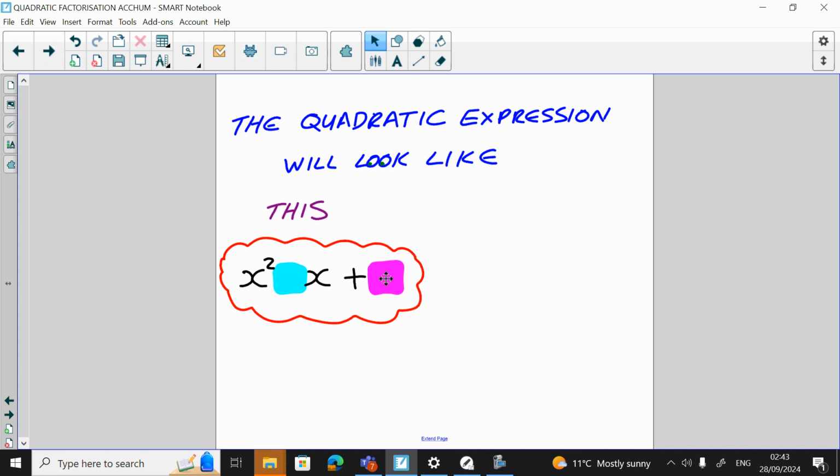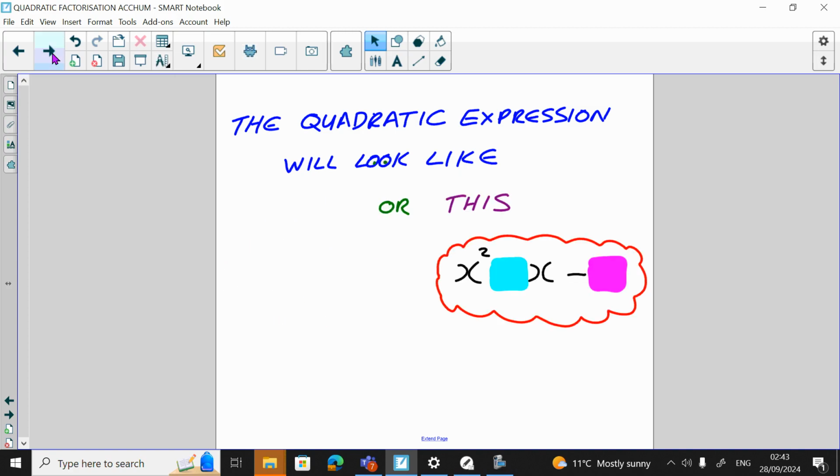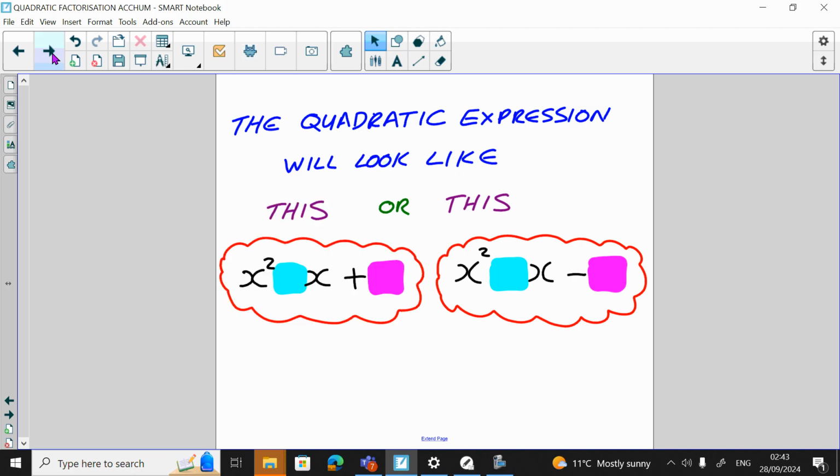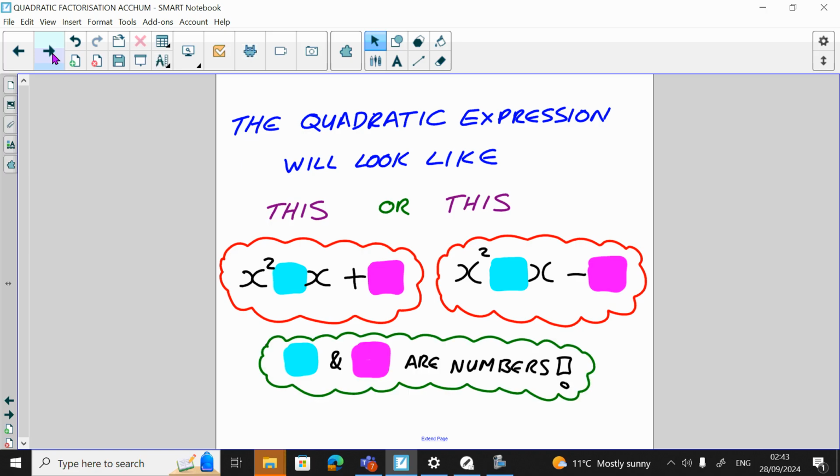This will be a number, that'll be a number. And likewise, it could be like this. So these are the two situations, and sometimes they like to refer to these as cases. And like it says here, they're just going to be numbers.